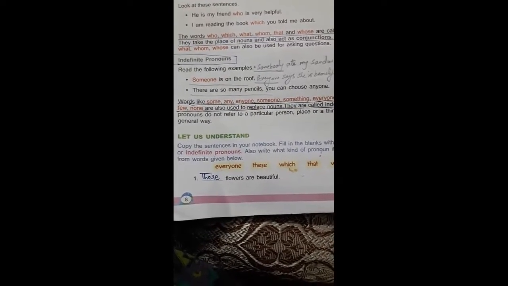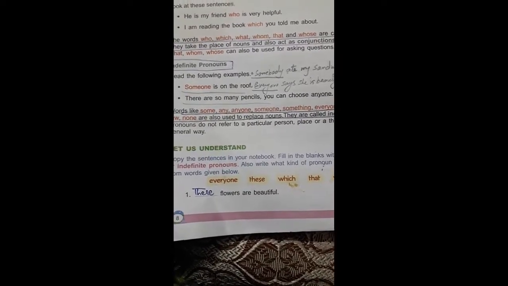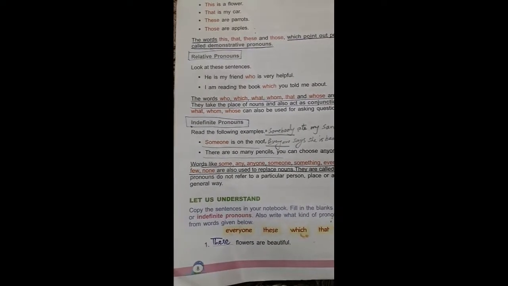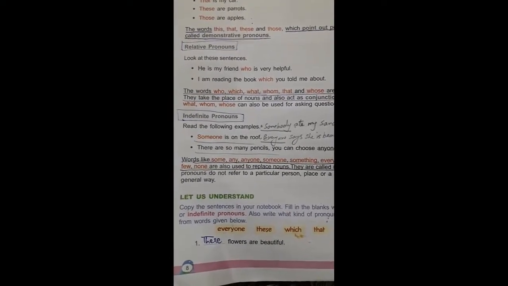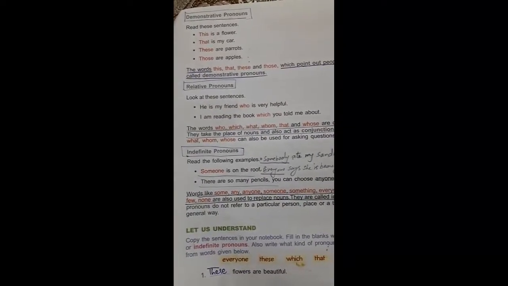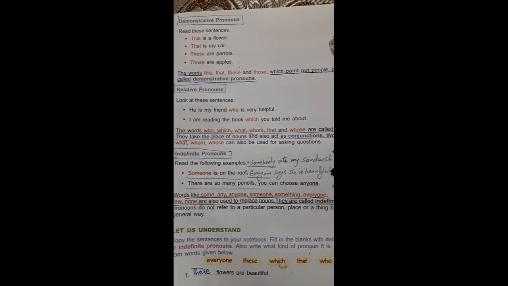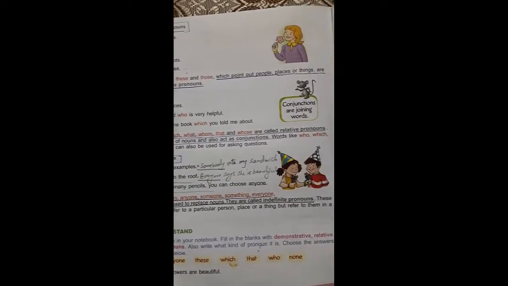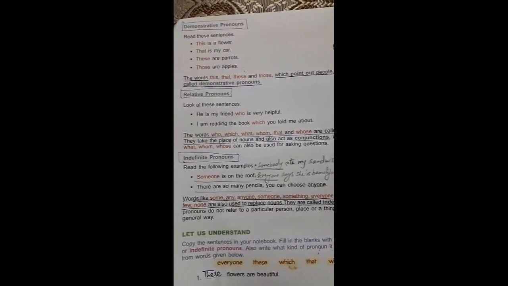Words like some, any, anyone, someone, something, everyone, few, none are also used to replace nouns. They are called indefinite pronouns. These pronouns do not refer to a particular person, place or thing but refer to them in a general way.